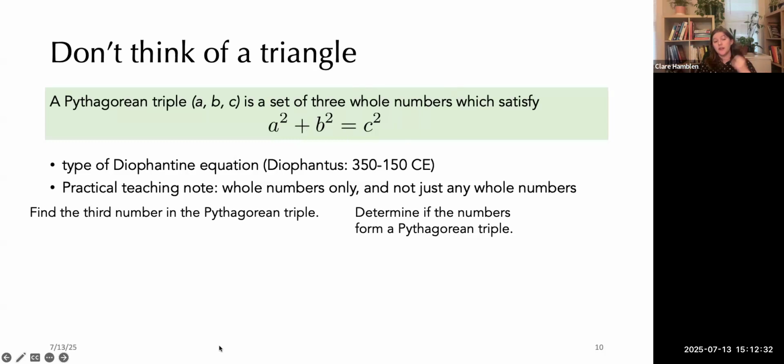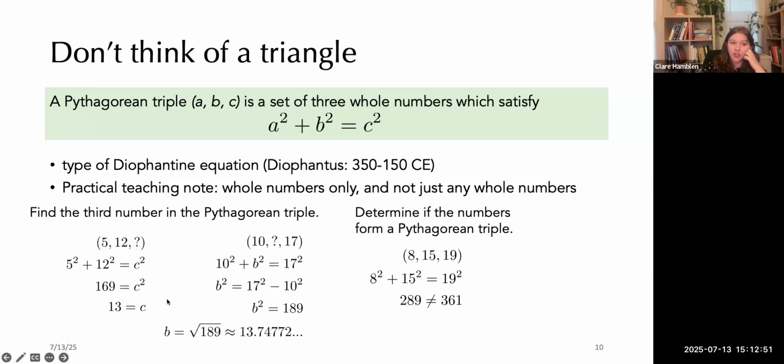Now, I want to call your attention to a practical thing that comes up when you're teaching about Pythagorean triples. The definition is limited to whole numbers, and not just any whole numbers. Here are two of the kinds of questions that we can ask learners of mathematics when we're on this subject. We can ask them to find the third number in a triple. So I give you two numbers and you calculate the third, or I can ask you to verify, if I give you three numbers, are they in a Pythagorean triple?